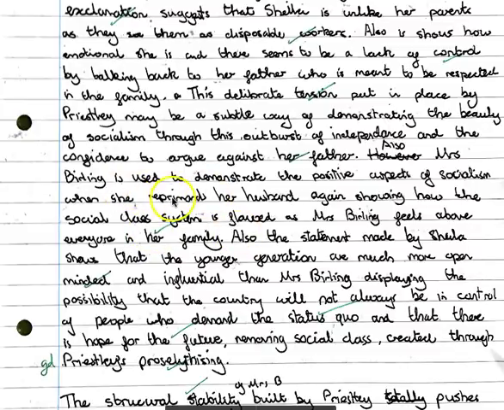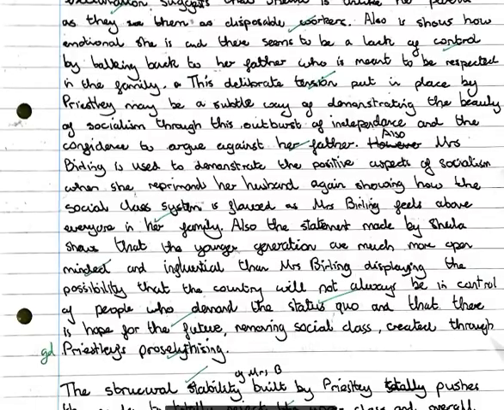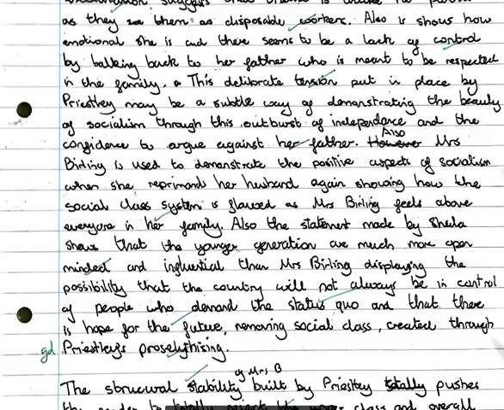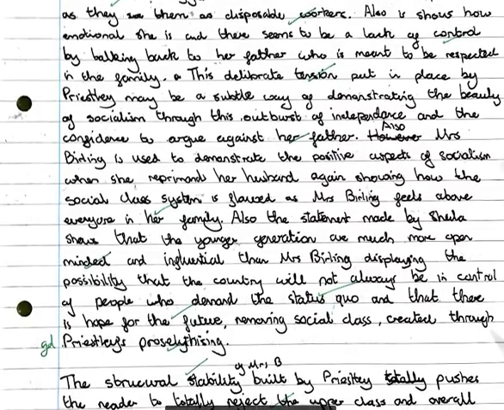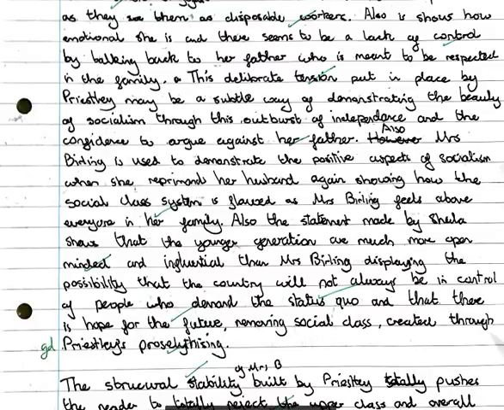So Mrs. Birling is used to demonstrate the positive aspects of socialism when she reprimands her husband, again showing how the social class system is flawed, as Mrs. Birling feels above everyone in her family. Also, the statement made by Sheila shows that the younger generation are much more open-minded and influential than Mrs. Birling, displaying the possibility that the country will not always be in control of people who demand the status quo, and that there is hope for the future, removing social class created through Priestley's proselytizing.